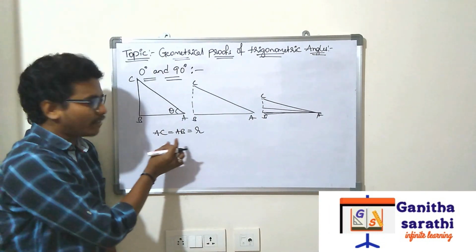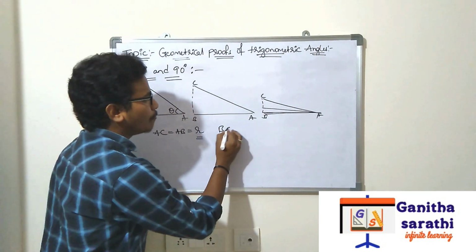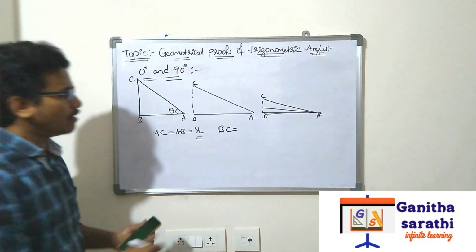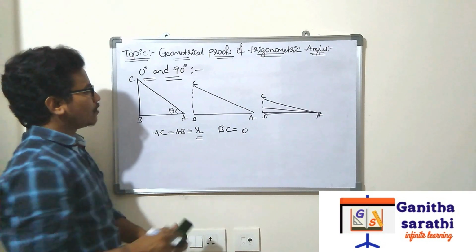So AC is equal to AB is equal to R. Now what is the value of BC then? BC gets reduced, so there is no BC. So the BC value will be 0. Okay. Now, understood, all of you.